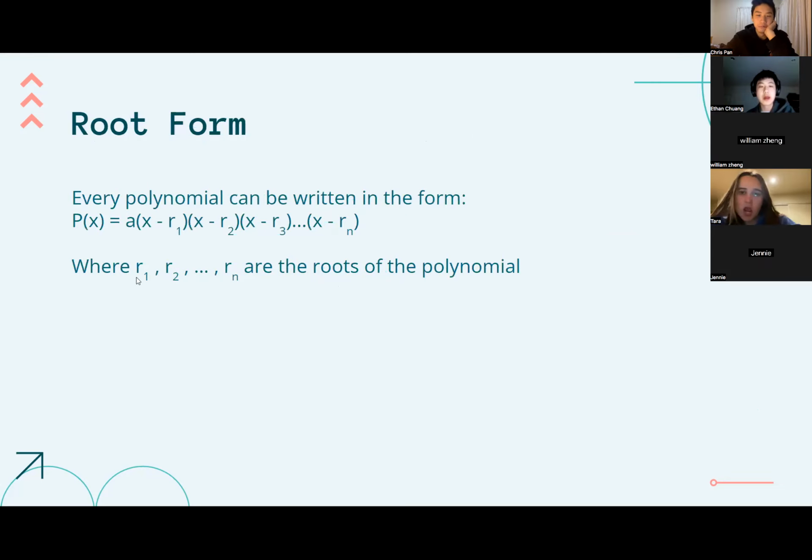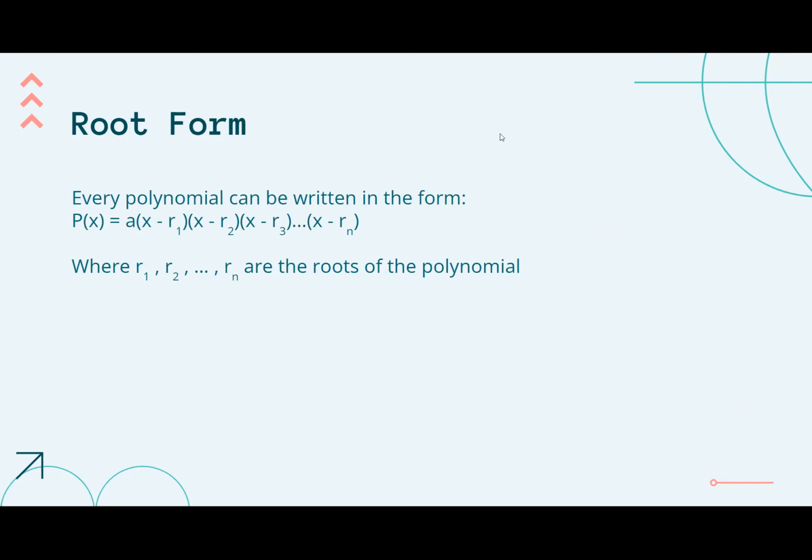Okay, so the root form of a polynomial. You know the roots of a polynomial are where p of r equals 0. Every polynomial can be expressed in the form p of x equals any constant a multiplied by x minus the first root, times x minus the second root, times x minus the third root, etc. If you substitute x equal to r1, then r1 minus r1 is 0, and because 0 multiplied by every number becomes 0, that's why p of r1 equals 0.